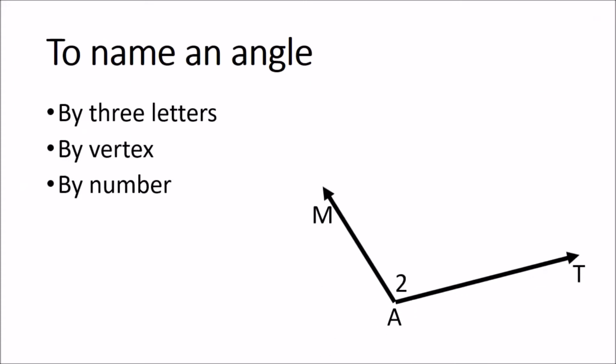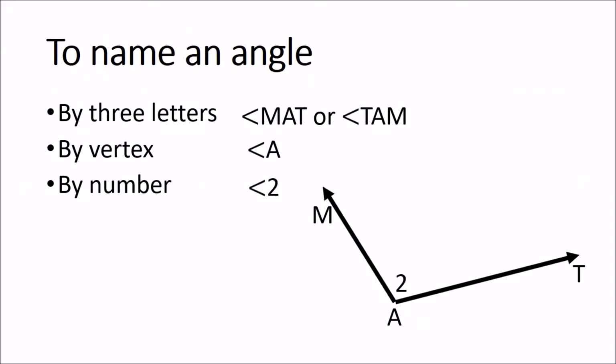Example by 3 letters. So this is angle MAT and angle TAM. Still, the middle stays the middle. It does not change. Only the two letters at the ends swap places. By vertex, angle A, and by number, angle 2. This is how to name an angle.